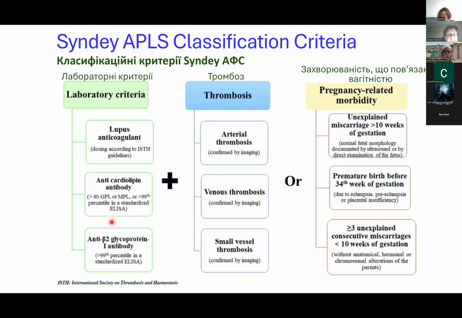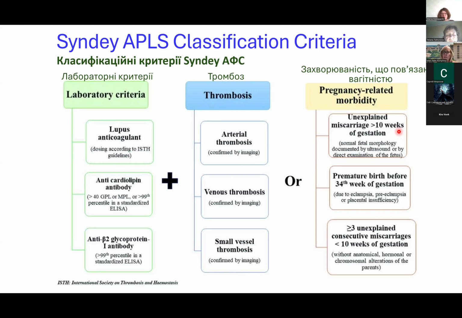So you have to have one or more of these antibodies, and then you have to have either an arterial thrombosis, venous thrombosis, or small vessel thrombosis. And then if you're female, you can have an OR: the pregnancy-related morbidities. One is an unexplained miscarriage at greater than 10 weeks. So this is usually in the second trimester, can be in the third trimester, and you have sudden fetal loss.